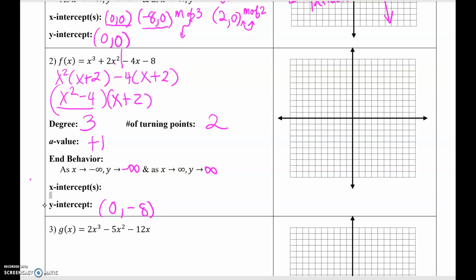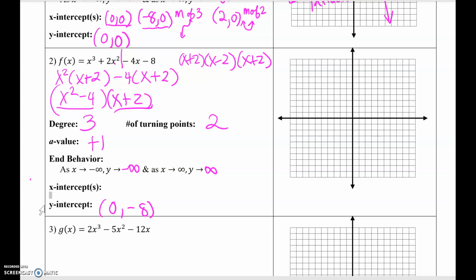And this factors further. That's the sum. Nope, that's the difference of 2 squares. And so that's going to be x plus 2, x minus 2. So I have x plus 2, x minus 2, and then this x plus 2.